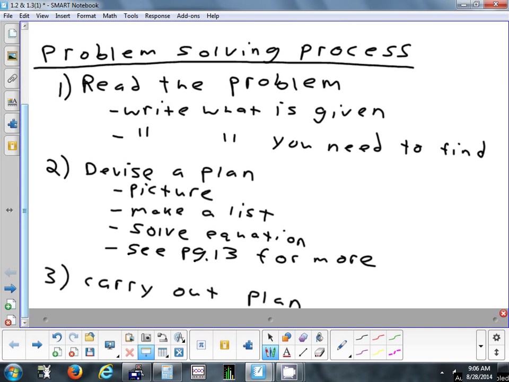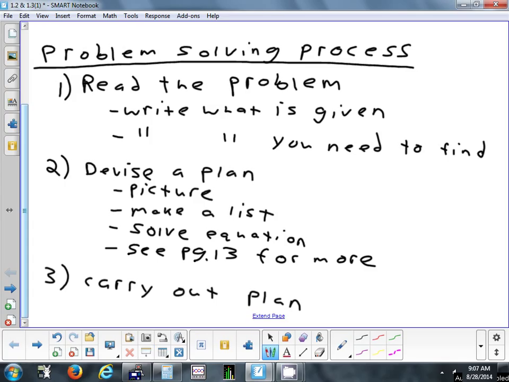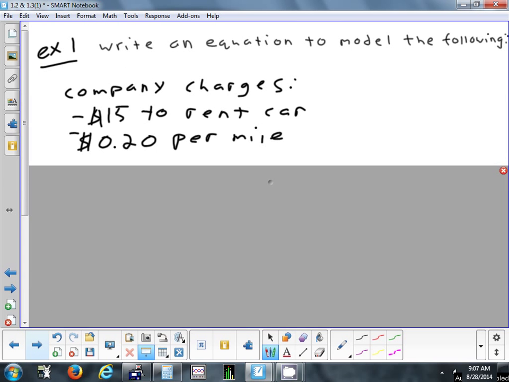Once you decide on what kind of method you're going to use to solve it, that's when you actually do it. So step 3 is when you finally get out your calculator and start doing stuff. Steps 1 and 2, you don't really need a calculator to do. Any questions on the 3 steps? Okay, so we'll try applying those 3 steps in this problem.